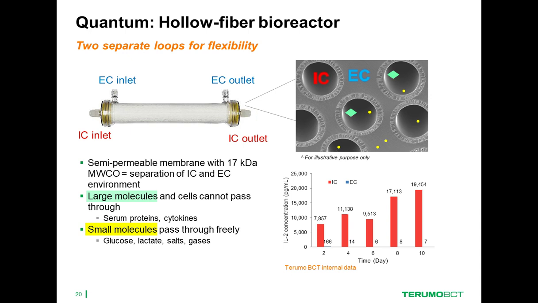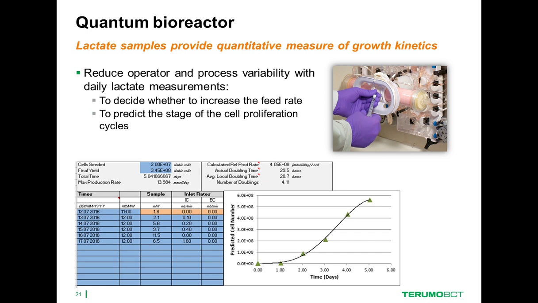But you can see the graph on the lower right-hand corner confirming in our lab, very little interleukin-2 passed through from the IC site depicted in red to the EC site in blue throughout a 10-day T-cell culture process. In-process sampling to monitor the cell growth is easily managed through a sampling port.